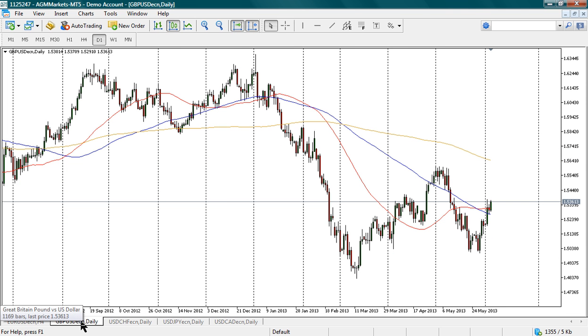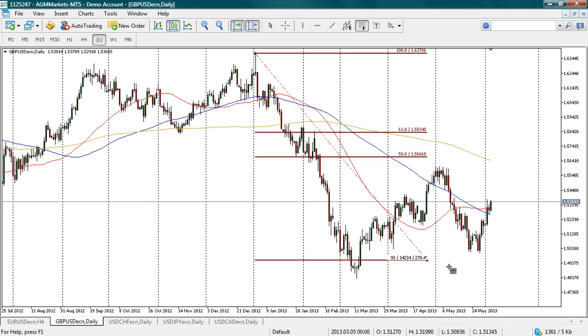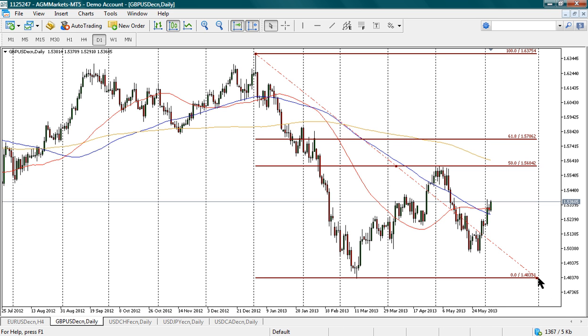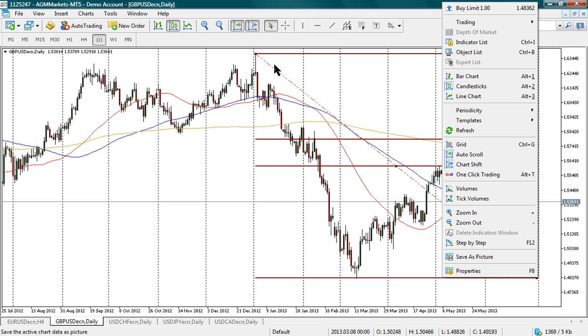Let's have a look at the cable. What do we have on the cable? So you've got this big fib setup here from the highs to the lows. Surprise, surprise, we've come off the 50% here. It's trying to push this down. So the bears are trying to bring this down to the 1.48.30s level for that setup to be completed.